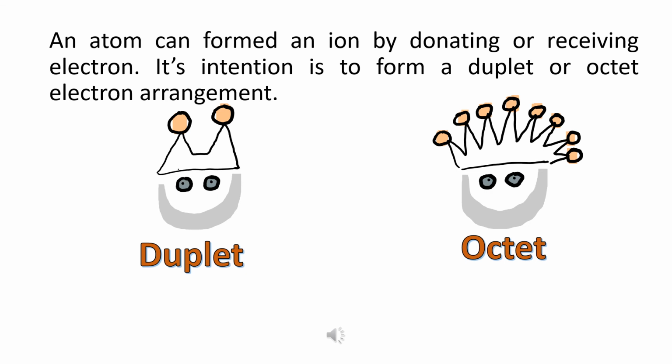To recap, an atom can form an ion by donating or receiving electrons. Its intention is to form a duplet or octet electron arrangement.